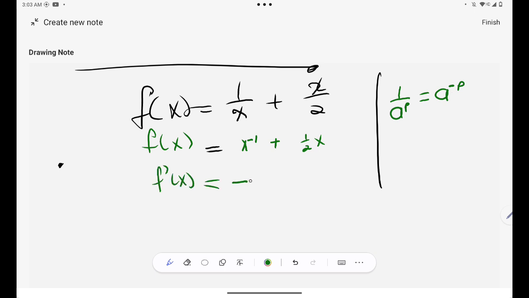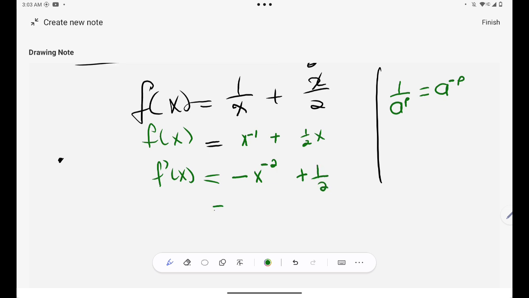So I'll say minus 1 times x is negative x. Then whenever I subtract 1 from a negative 1, I'll get a negative 2. Are you together? And then here I'll still have 1 over 2. I can leave my answer with positive exponents. It's not necessary, but if ever I'm asked to do so, I'll still apply this rule.